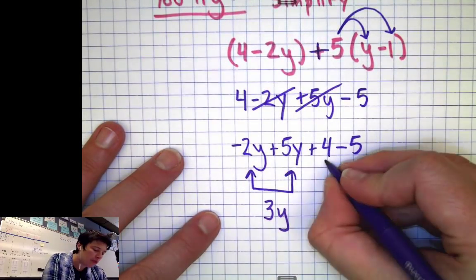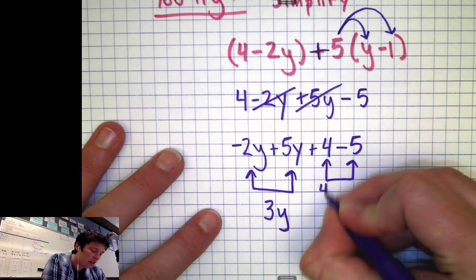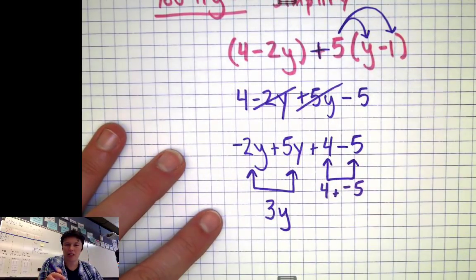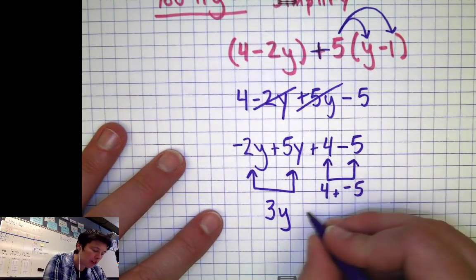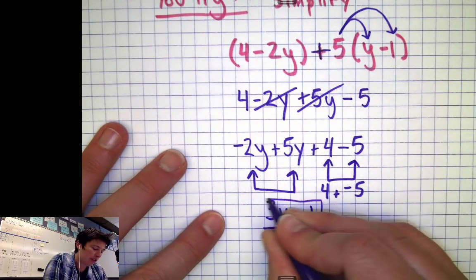And then 4 take away 5 technically is a KCC problem. It's keep, change, change. So 4 plus negative 5, it's different sign subtract. 5 take away 4 is 1. It'd have to be a negative 1. There is our simplified solution.